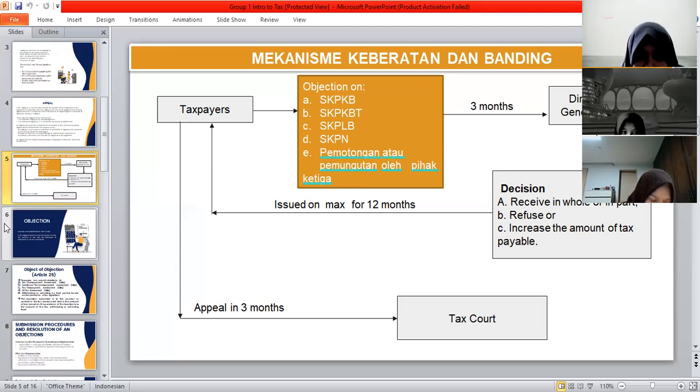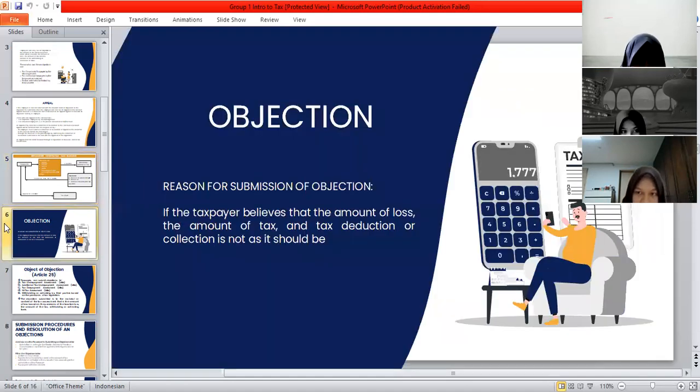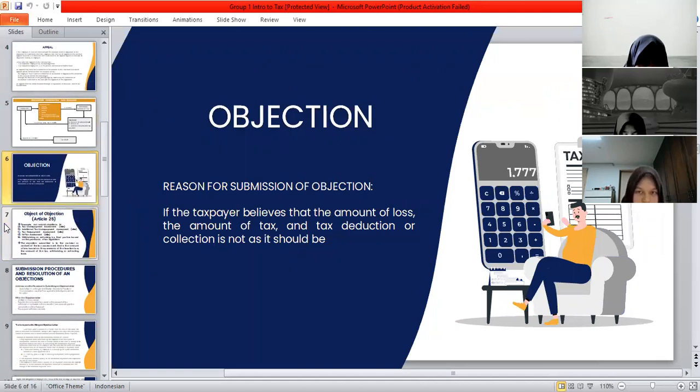And if the taxpayer is not satisfied with the decision of the Directorate General of Taxes, then the taxpayer can file an appeal within 3 months of receiving the decision from the Directorate General of Taxes. And the appeal is filed to the tax court. The next slide will be read by my friend.